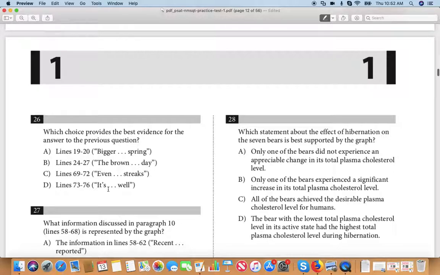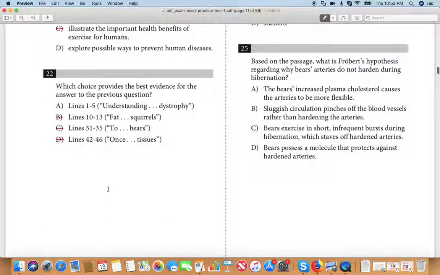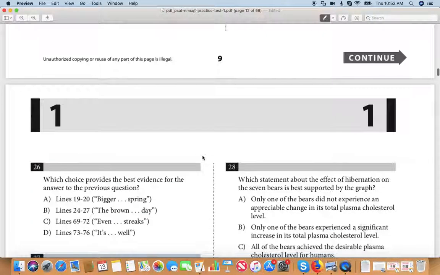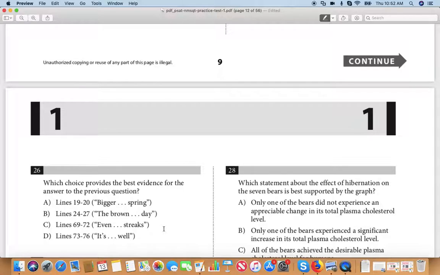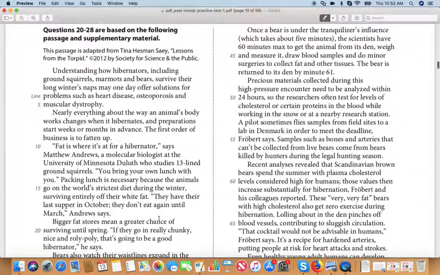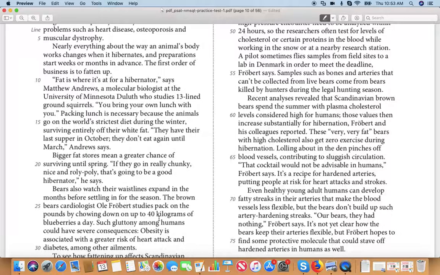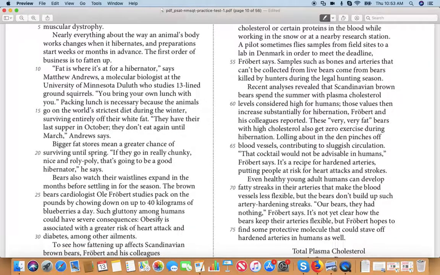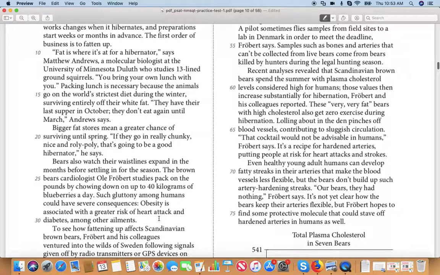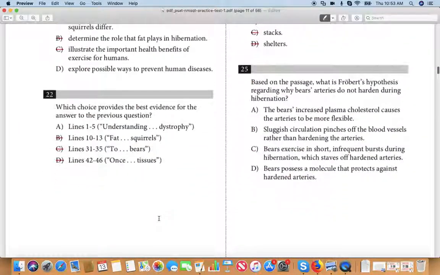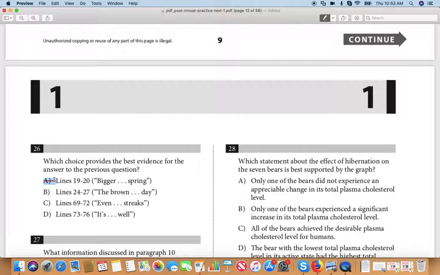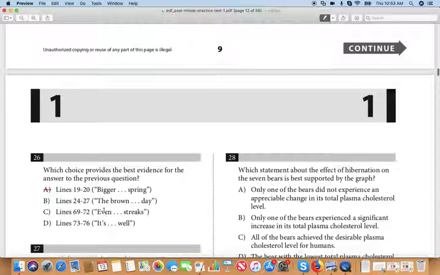So we'll start with 19 through 20, and we're going to look for Frober's hypothesis as to why bears' arteries don't harden during hibernation. Does that make sense? Okay, so let's start with lines 19 through 20. Bigger fat stores mean a greater chance of surviving until spring. Do we see anything there about Frober's hypothesis? No, not even close. That's easy to eliminate. That's gone.